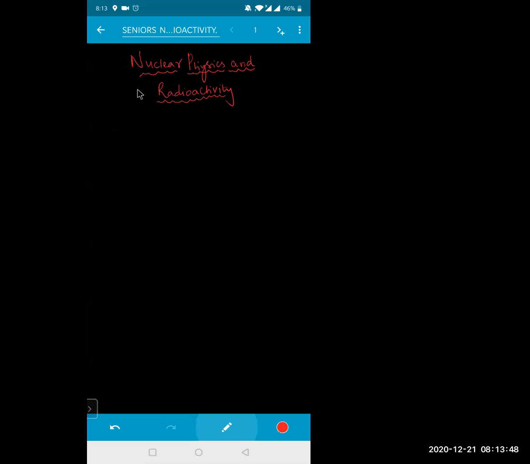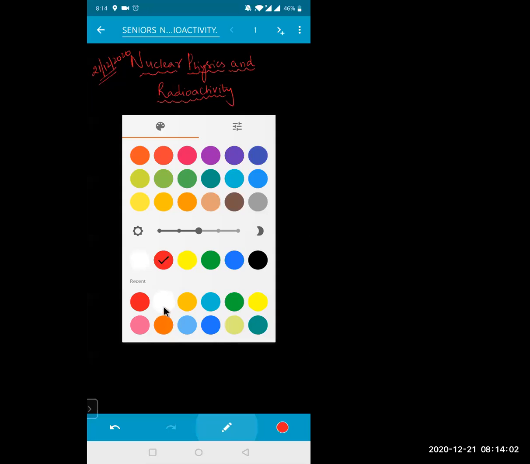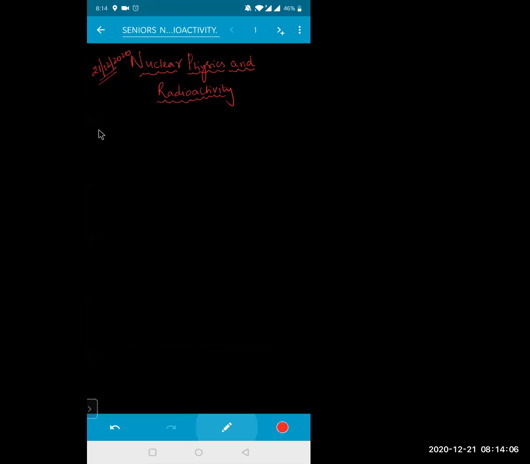Chalo. Come to the next chapter, beta. Nuclear physics and radioactivity. So first, let us try to talk about the nucleus, beta. So what is a nucleus, beta?